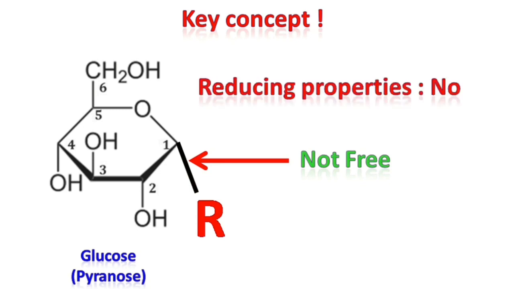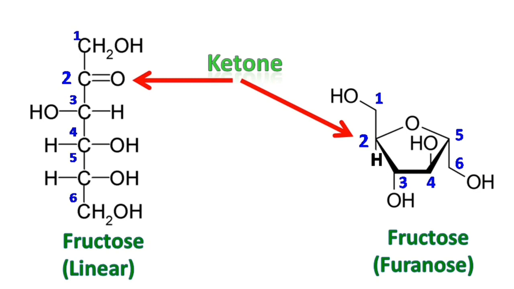In a similar way, imagine a structure of fructose. It's the second carbon which has the ketone group, so the second carbon must be free in order to have the reducing properties. So let's talk about different disaccharides.